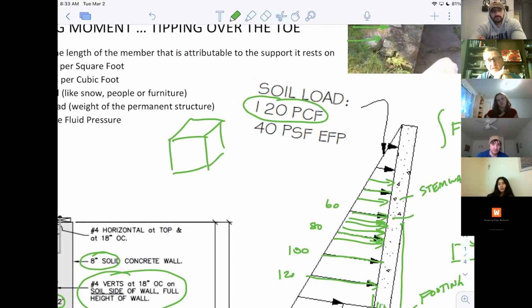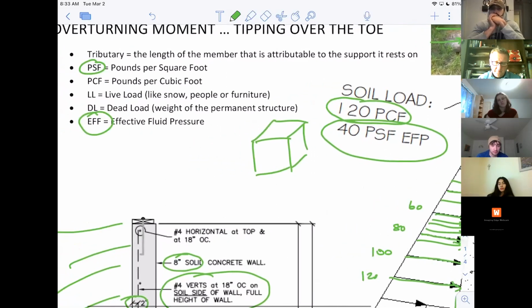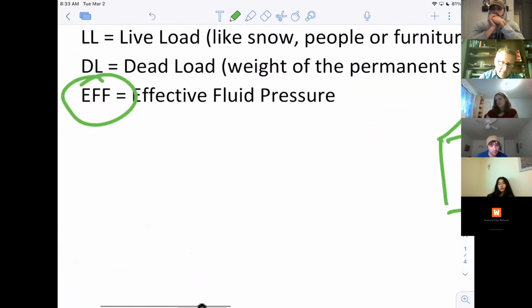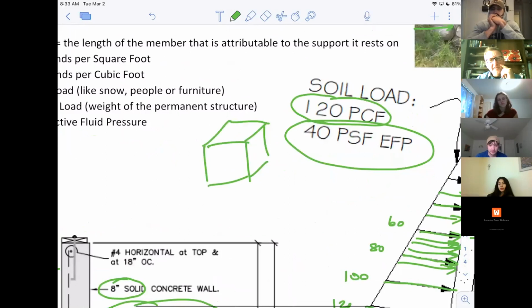I've shoveled, and if you have a shovel full of dirt, which is far less than a cubic foot, it's hard to lift. So an entire cubic foot, 120 pounds, you probably aren't going to be able to lift that off the ground. That's quite a bit. But my engineer friend tells me 40 pounds per square foot effective fluid pressure. It's supposed to be a P. In other words, dirt is not as malleable as water.